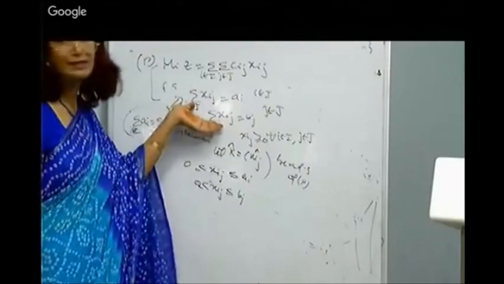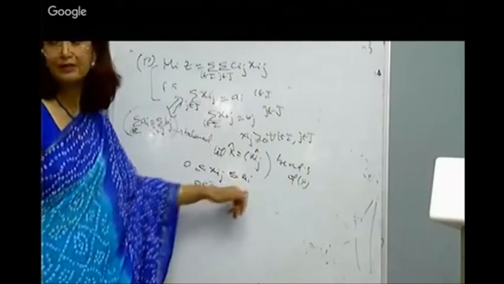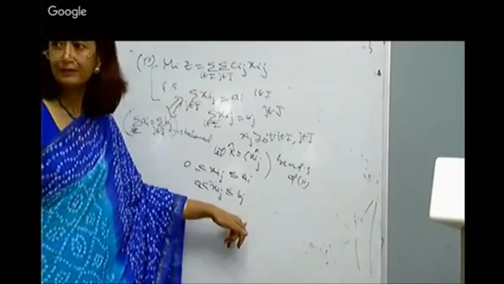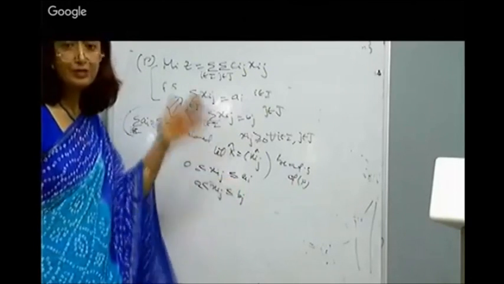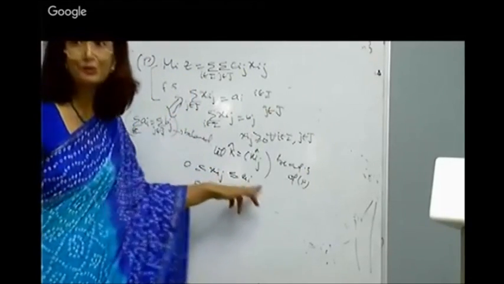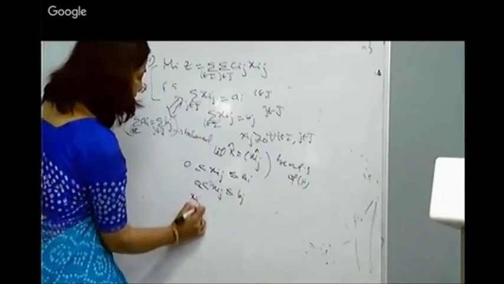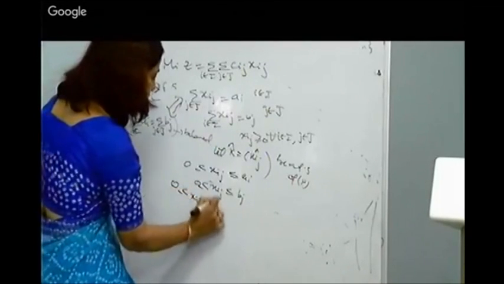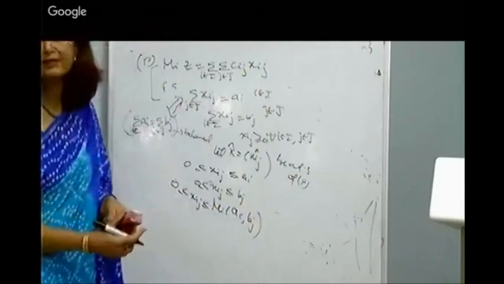It means looking at these expressions, each xij should be less than or equal to ai and should be less than or equal to bj also. Or you can say, for each xij on route ij, look at bj. So each xij should be less than or equal to the minimum of ai and bj. This implies xij is greater than or equal to 0 and less than or equal to the minimum of ai's and bj's.